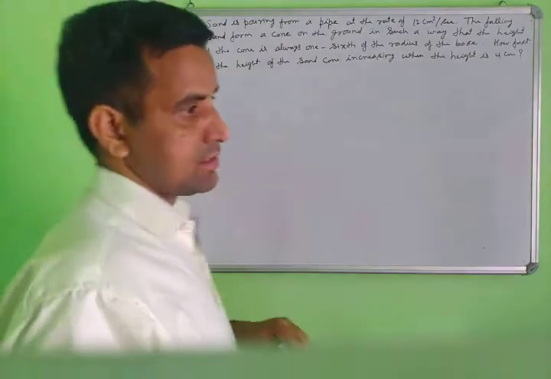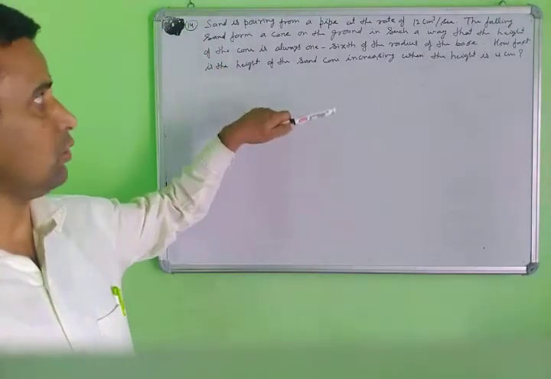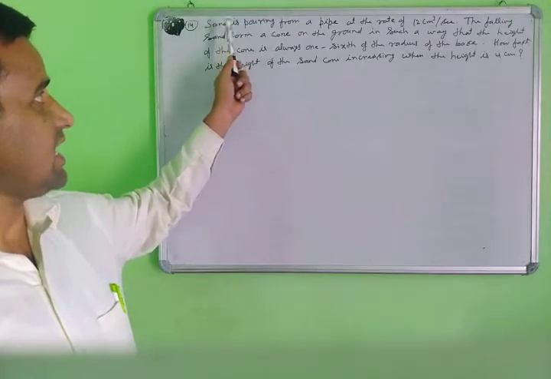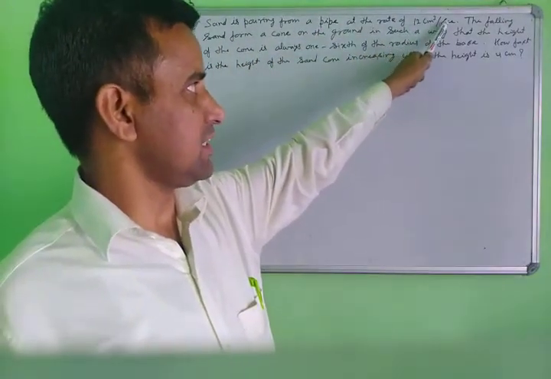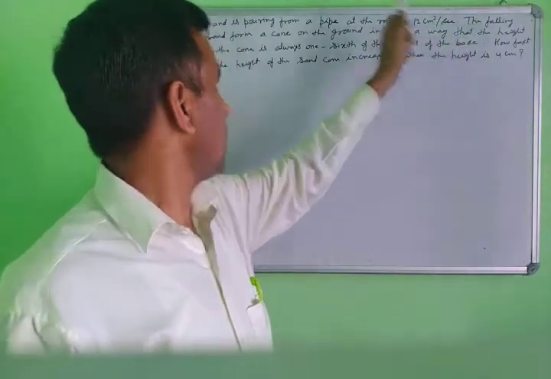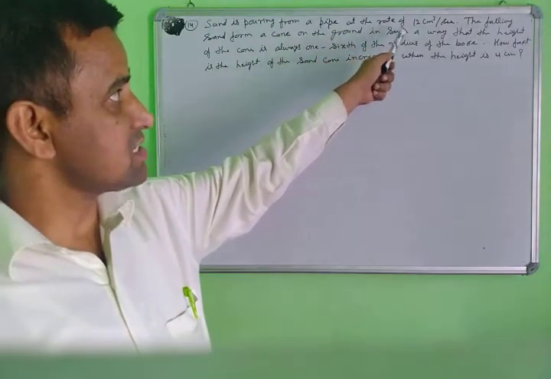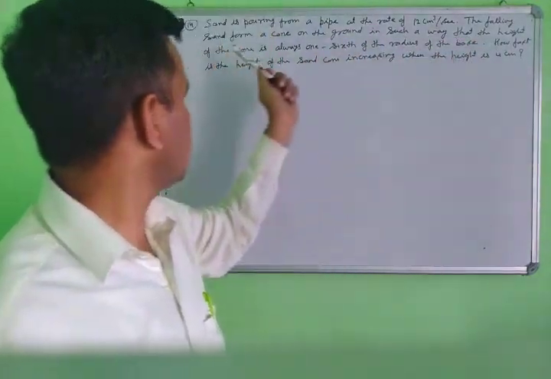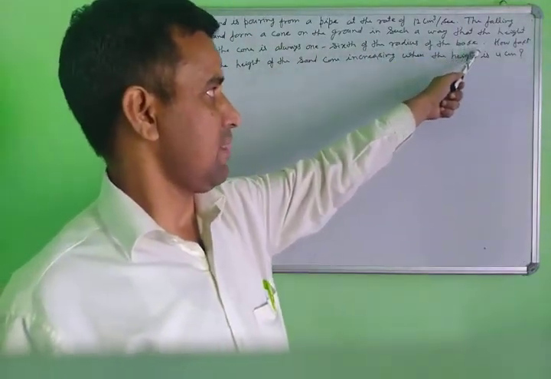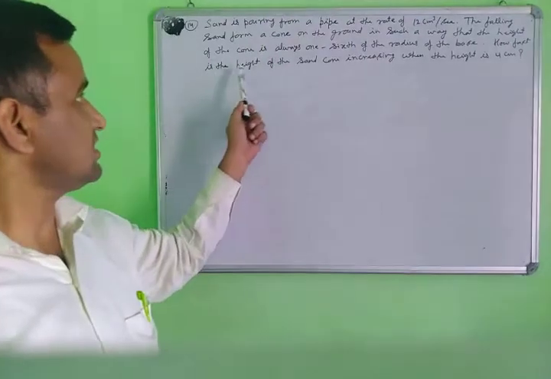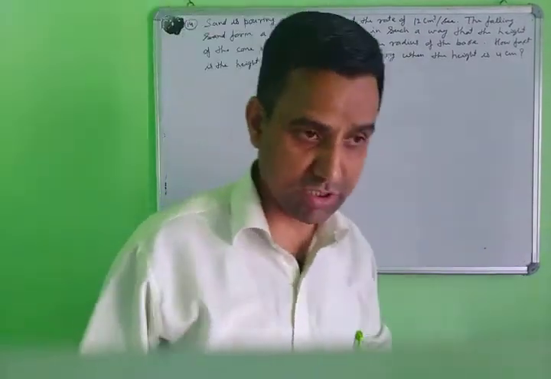Yes, class. Next, I am taking a very, very important question. Question number 14 from the NCERT book. Sand is pouring from a pipe at the rate of 12 cm³ per second. The falling sand forms a cone on the ground in such a way that the height of the cone is always 1/6 of the radius of the base. How fast is the height of the sand cone increasing when the height is 4 cm?